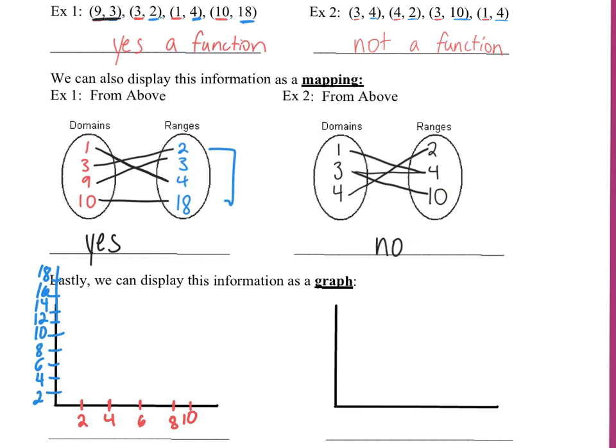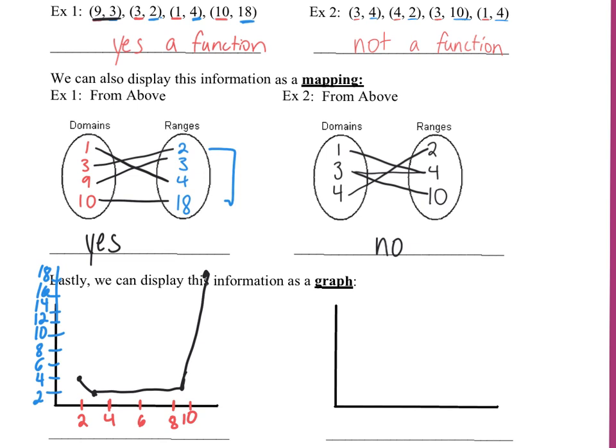And now I just plot those coordinate points from above. So we've got 9, 3, which will be about right here. 3, 2, 1, 4, and 10, 18, which is up here. I actually need to write that a little better. 10, 18. Okay, so now if I just connected all of these points, it would look like that. Not super pretty, but it works.